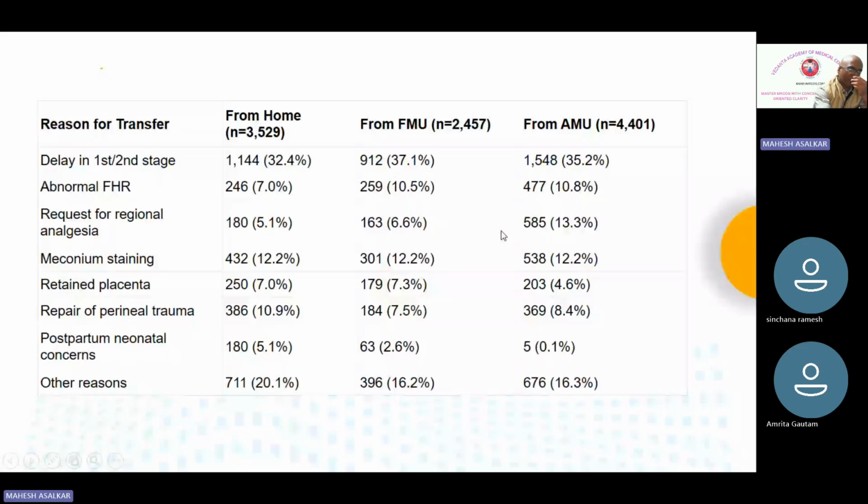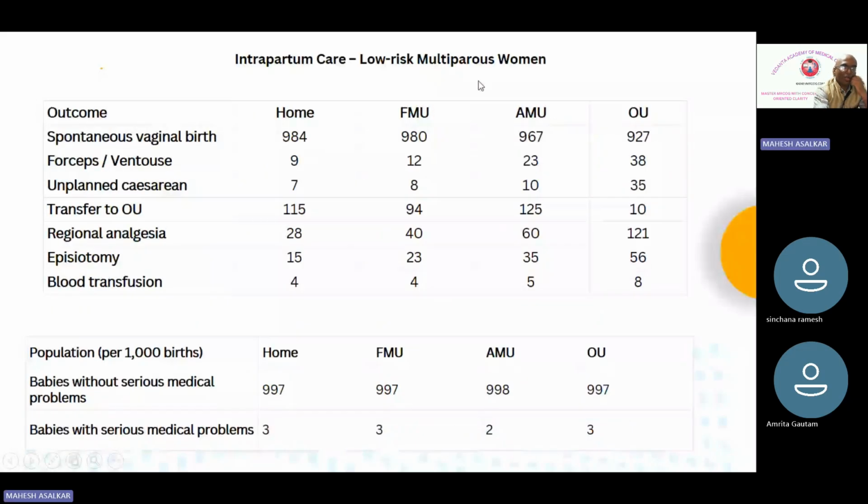Okay. Now, what do we discuss about the low risk multiparous woman? In the low risk multiparous woman, what we have discussed, the neonatal outcome is the same at home, FMU and AMU. So look at this neonatal outcome. This is the neonatal outcome and this is the birth outcome.